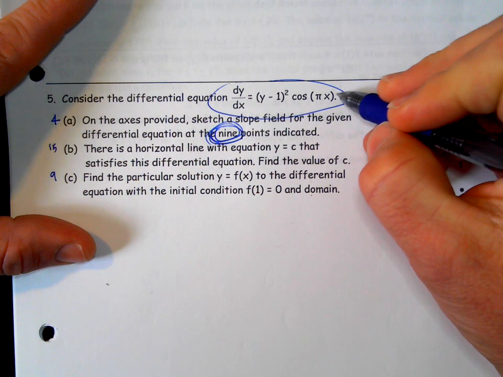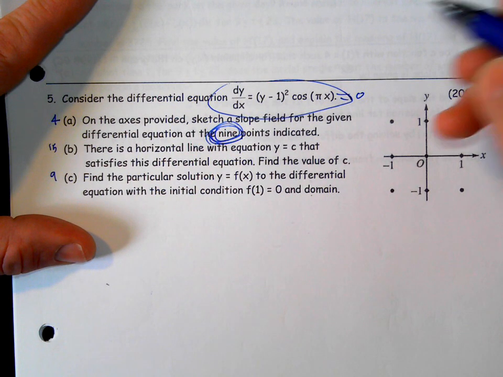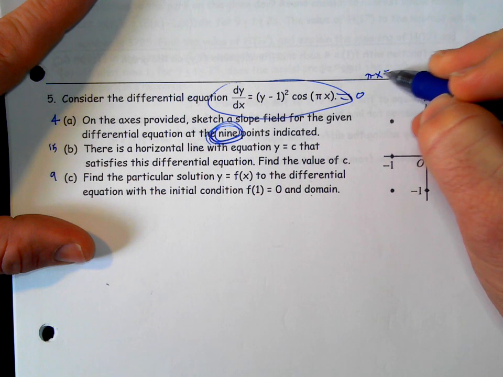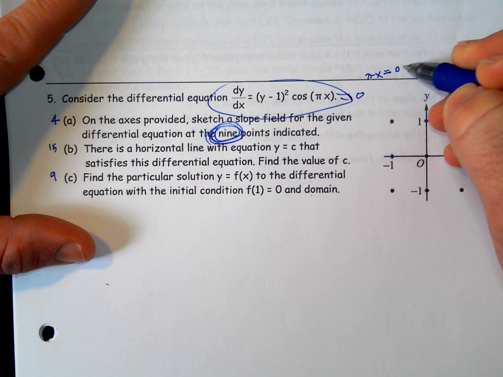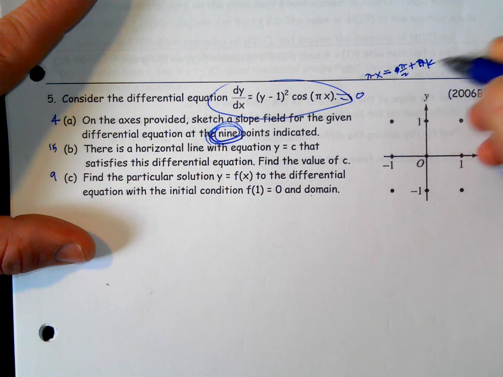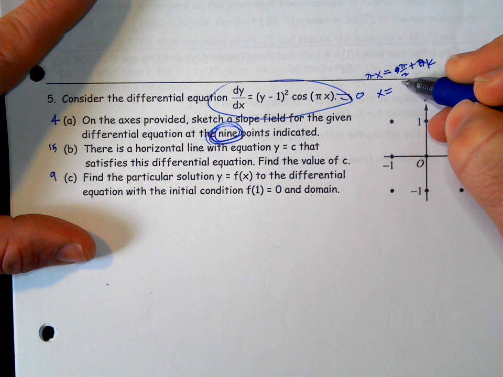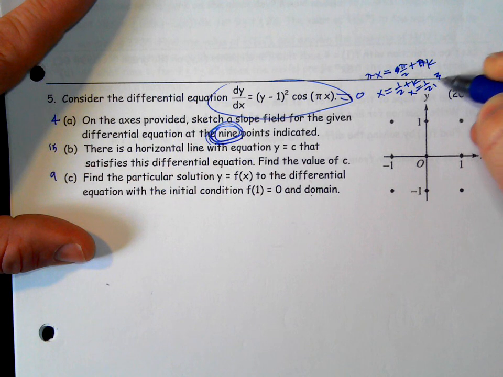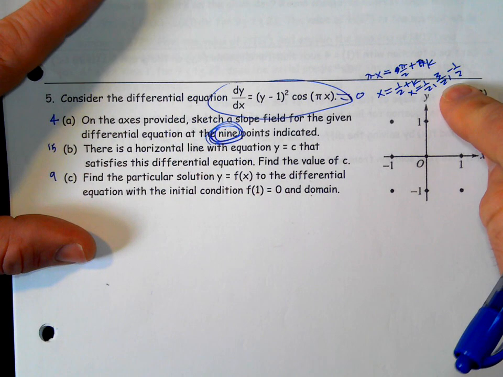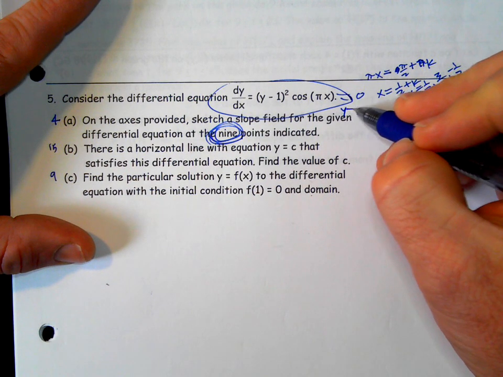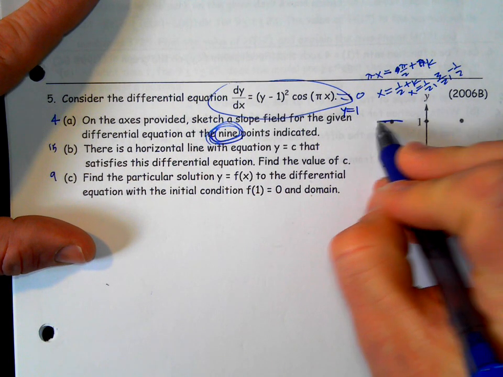So I usually say, okay, where's the slope 0? Well, that's a little weird right here. That's going to be when cosine equals 0, when the angle equals pi over 2 plus pi k. And so that's going to be when x equals 1/2 plus k. So that'd be like x equals 1/2 and 3/2 and negative 1/2. But unfortunately, we're not graphing slopes at those weird fractions. We're just doing them at nice integers. The other place that the slope equals 0 is when y equals 1. So all these right here at y equals 1, they're all flat slopes.